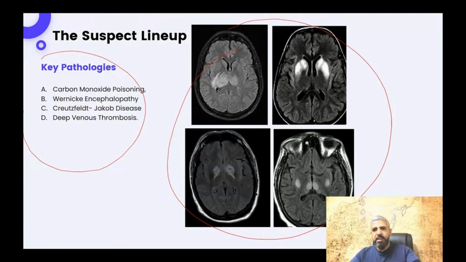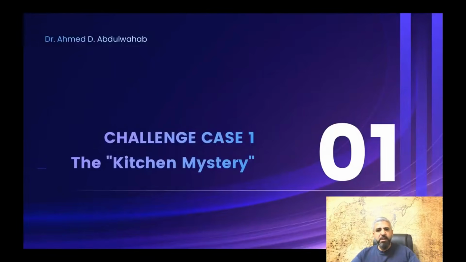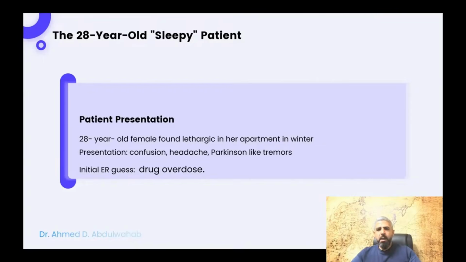Let's look at case number 1. I call it the kitchen mystery. Winter in Erbil can be cold. This patient was found sleepy and confused in her room. She has tremors. The ER thinks drugs. She's a 28-year-old female patient, found lethargic in her apartment in winter, presenting with confusion, headache, and Parkinson-like tremors, and the ER, since she's 28 years old, is thinking of drug use.